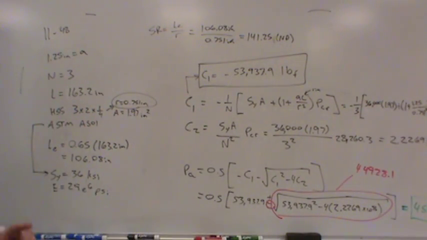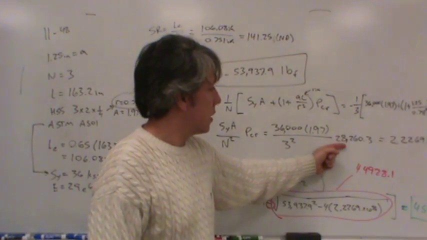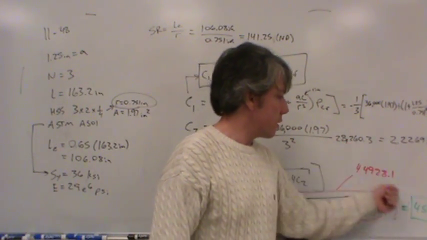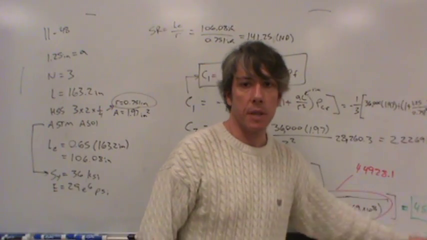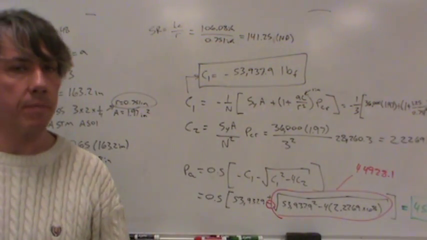One more thing before you go, before you get too anxious here. What was the critical load? 20,000. Look what a difference it makes when you have a crooked column to start. It makes a big difference. Any questions, comments? All right.